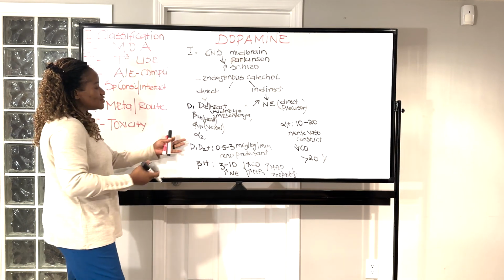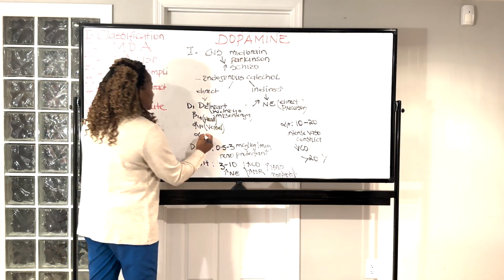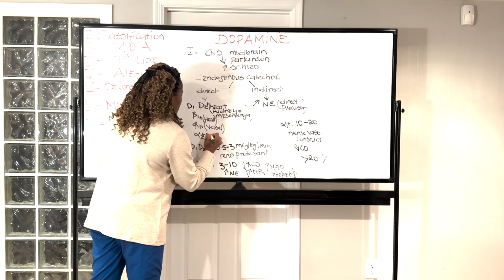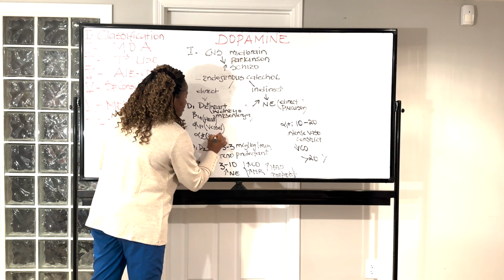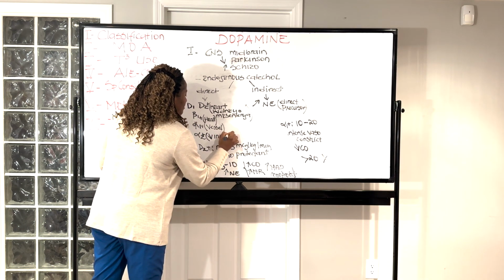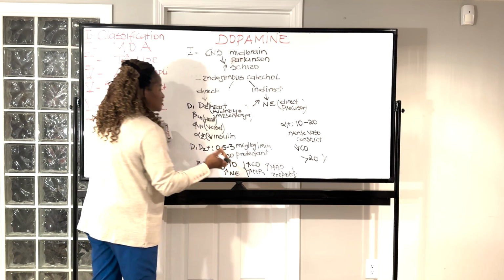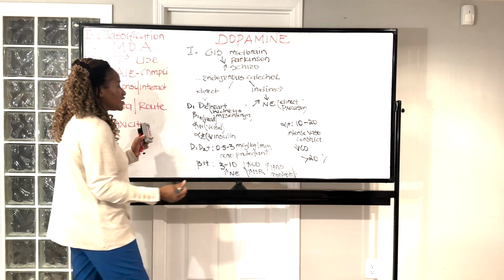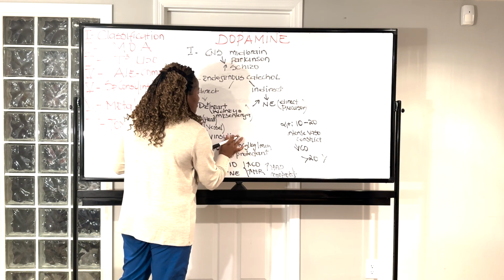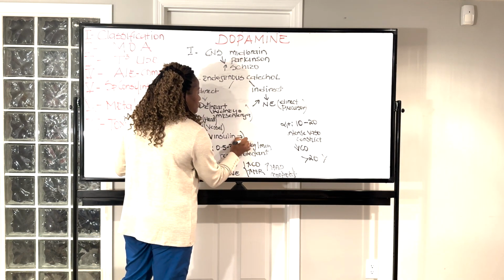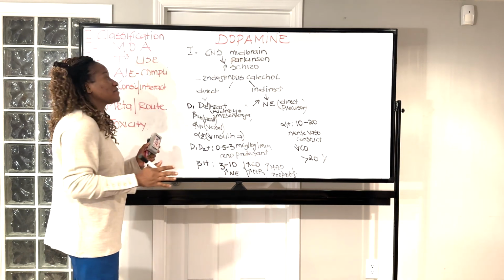So the stimulation of alpha-2 is gonna decrease your insulin release. Remember, alpha-2 stimulation decreases your insulin release, and this is gonna put you in a situation of hyperglycemia, so be aware.